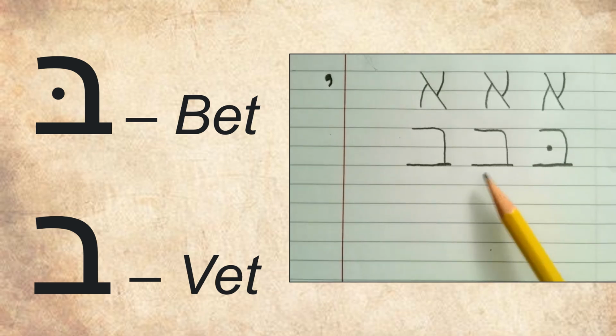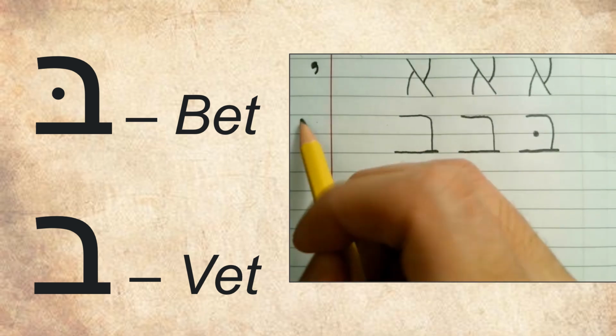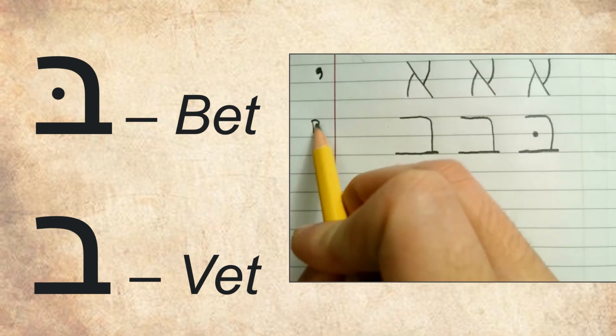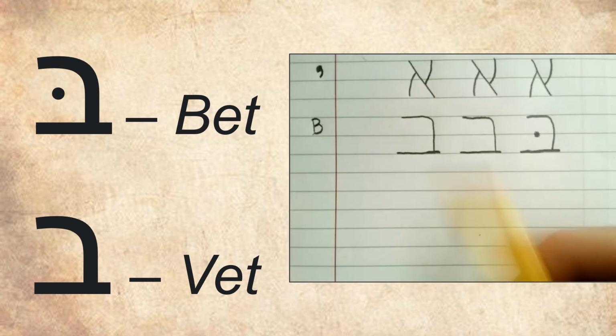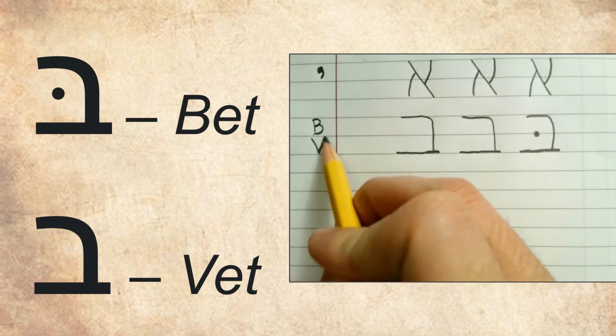So when you transliterate the Bet, if it's a Bet with a dagesh inside, you can use the letter B. But when it's a Vet with no dagesh, you can use the letter V.